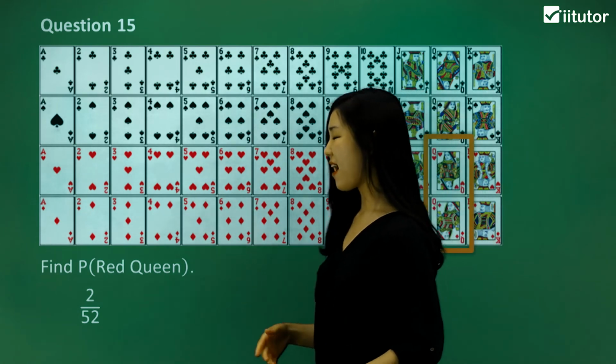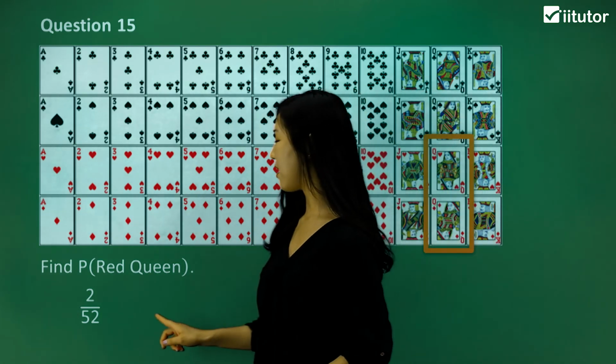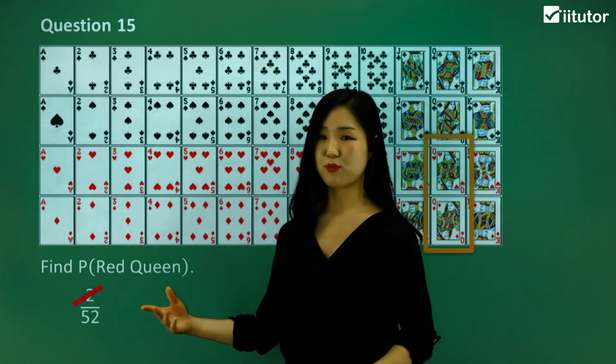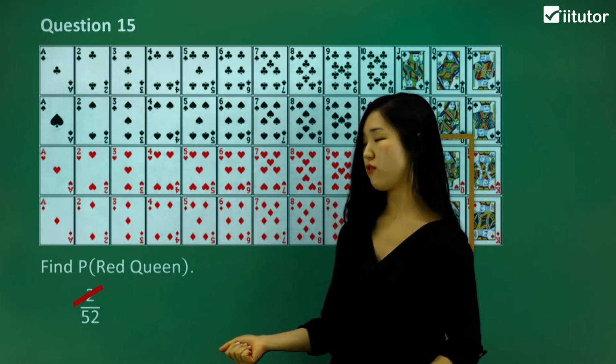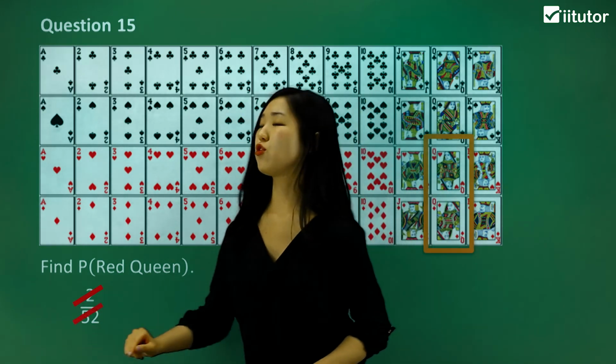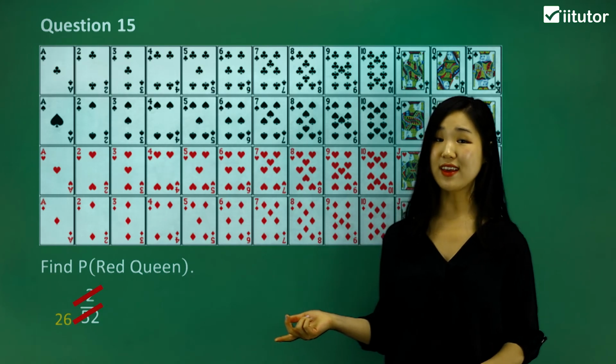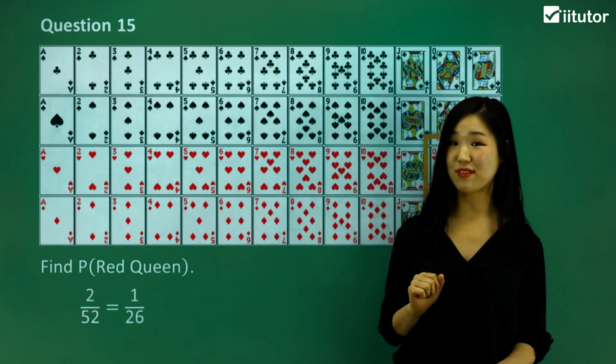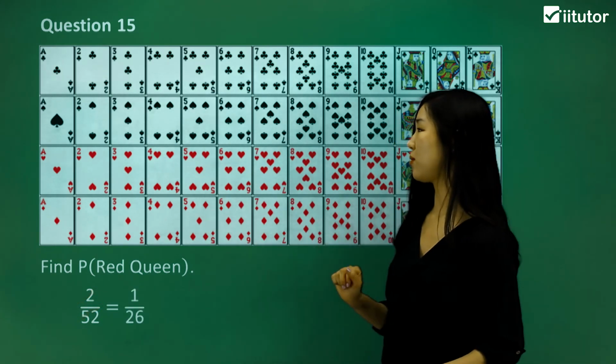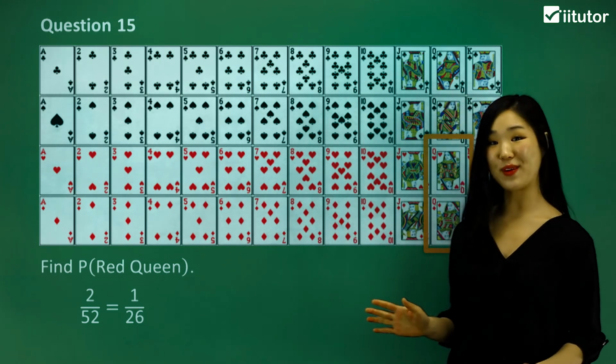Again, let's simplify. You guys should be good at the simplification by now. Let's cross out the 2, it just becomes 1. I'm just going to divide it by 2. So 2 divided by 2 is 1. 52 divided by 2 is 26. We simply have 1 over 26 left. Alright guys, so that's it. We can't do any further. That's the probability of a red queen.